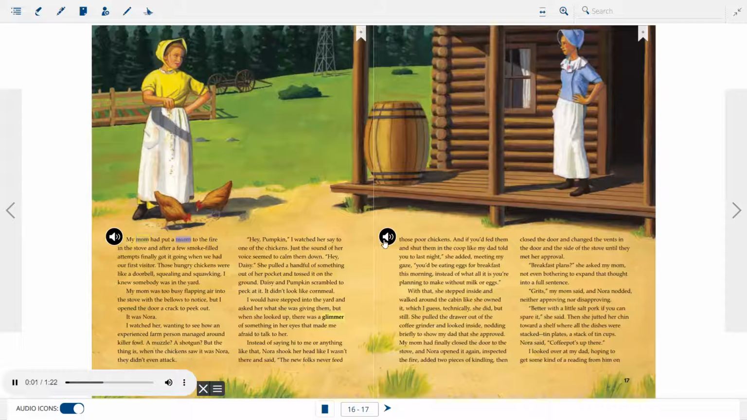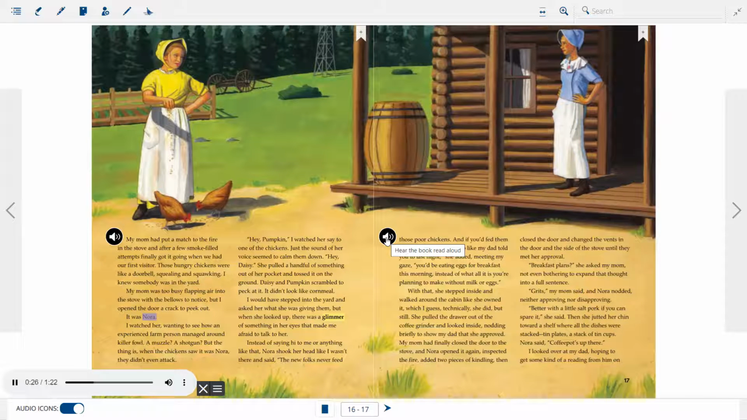My mom had put a match to the fire in the stove, and after a few smoke-filled attempts, finally got it going when we had our first visitor. Those hungry chickens were like a doorbell, squealing and squawking. I knew somebody was in the yard. My mom was too busy flapping air into the stove with the bellows to notice, but I opened the door a crack to peek out.